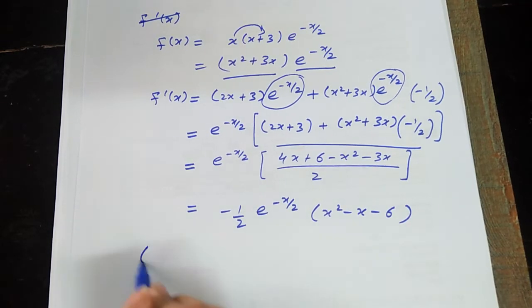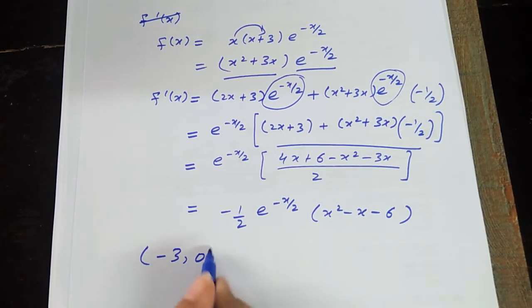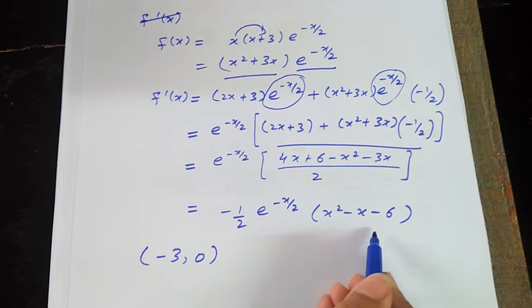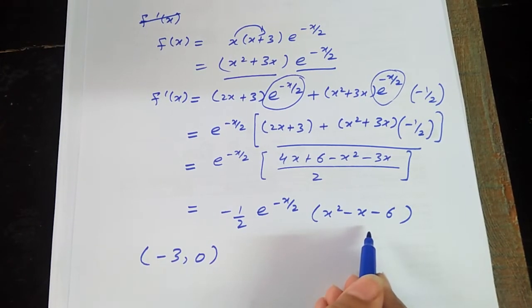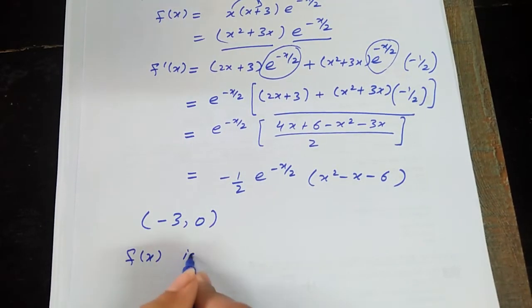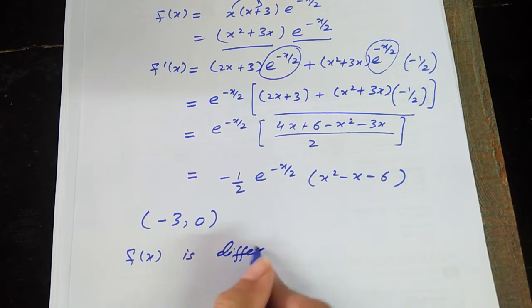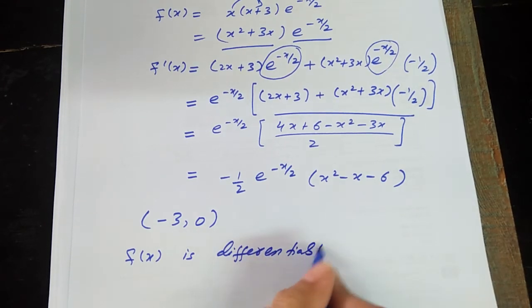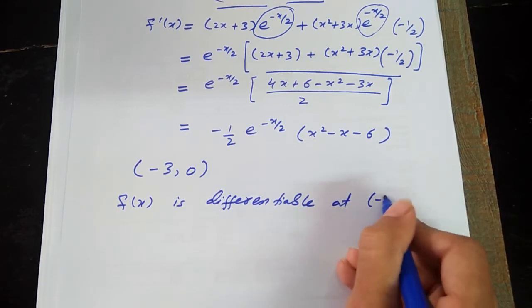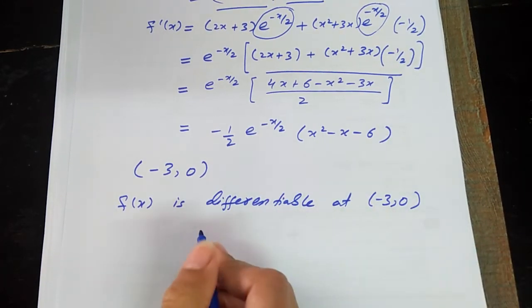Now our interval was, open interval was minus 3 to 0. Whatever the value you will put between these values in this derivative function, you will get no undefined answer. So it means f of x is differentiable. F of x is differentiable at this open interval minus 3 to 0.